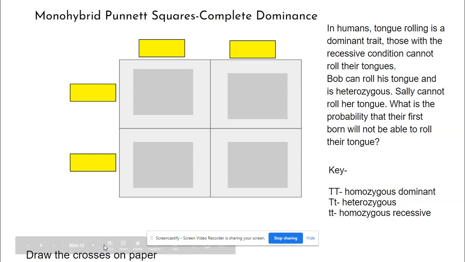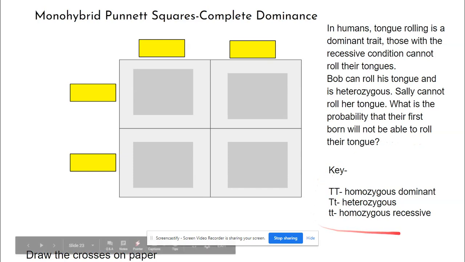So reading carefully what the problem tells you, Bob can roll his tongue and is heterozygous. Okay, so you want to keep that in mind. Sally cannot roll her tongue. What is the probability that their firstborn will not be able to roll their tongue?